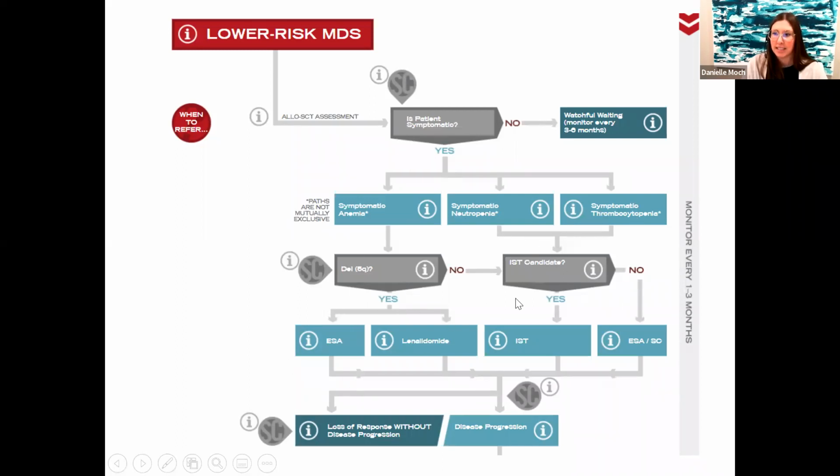And based on these things, there's going to be a few different treatments that are offered. So do you have this P5 deletion? If you do, you might be offered ESAs or lenalidomide. If you don't have that P5 deletion, then you might be offered immunosuppressive therapy, and I will get into these treatments in much more detail here. And then if your disease progresses after these treatments, then you may become more high risk, and we will go over those.